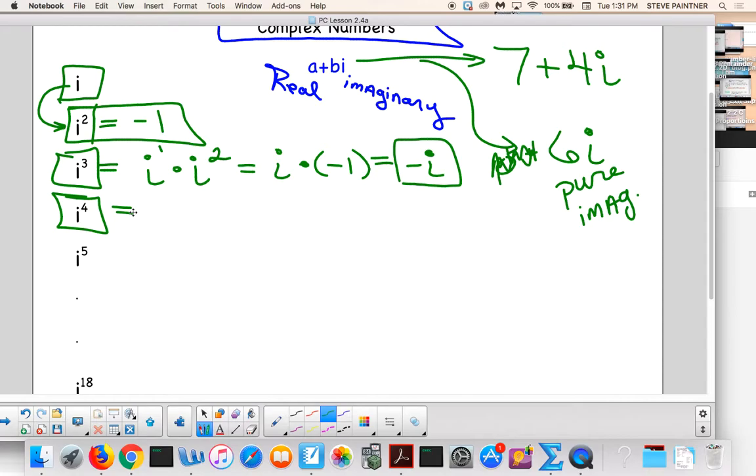What? I'm hearing 1. Where are you getting the 1 from? I squared times I squared. What's I squared? And times another -1, right? Which makes 1. Okay, I to the first is I, I to the second is -1, I to the third is -I, I to the fourth is 1.